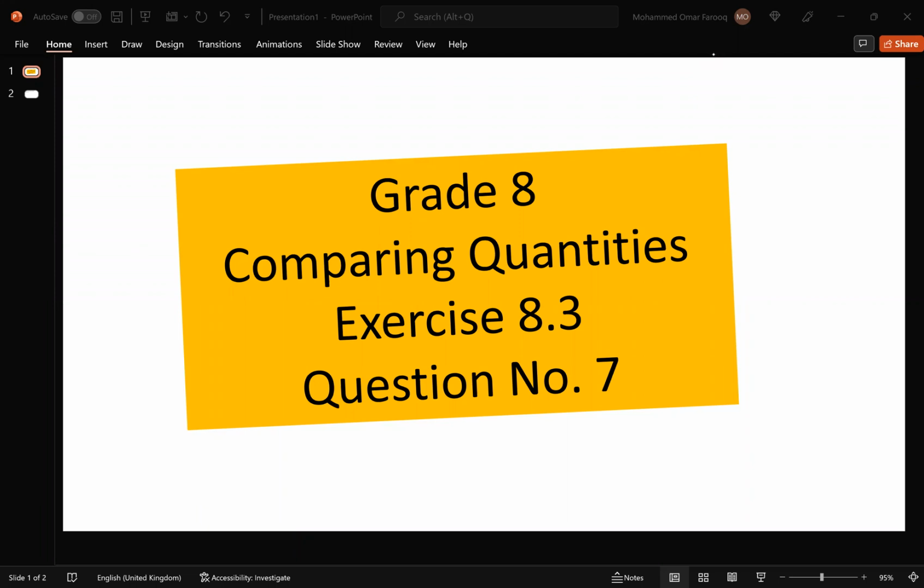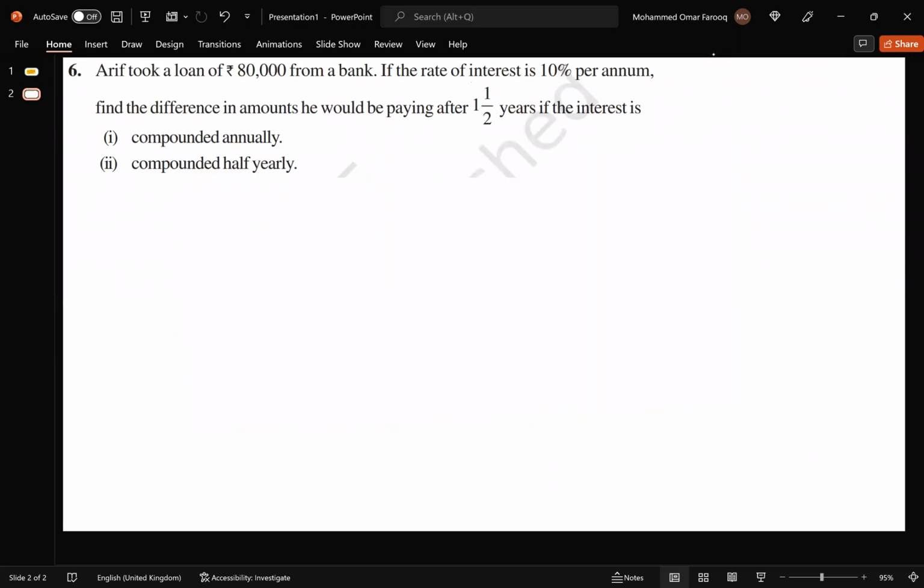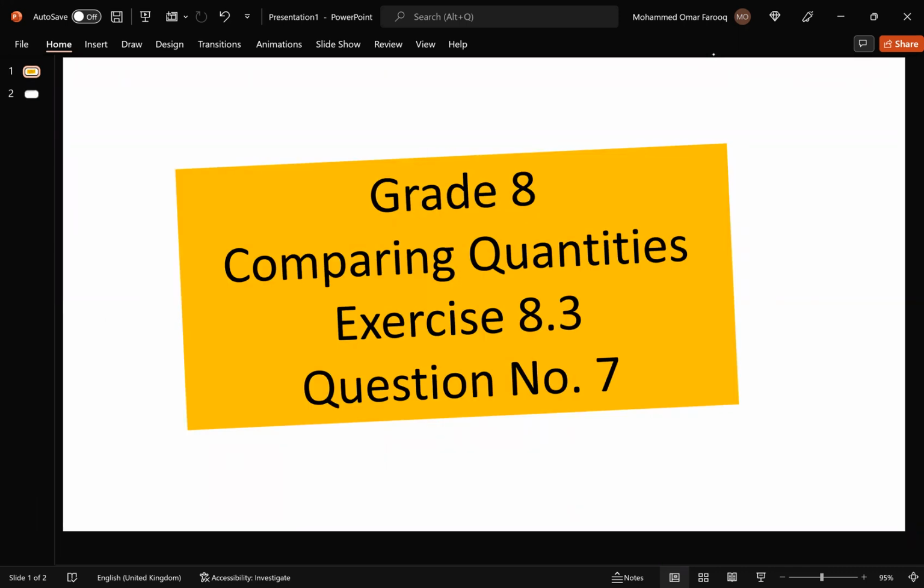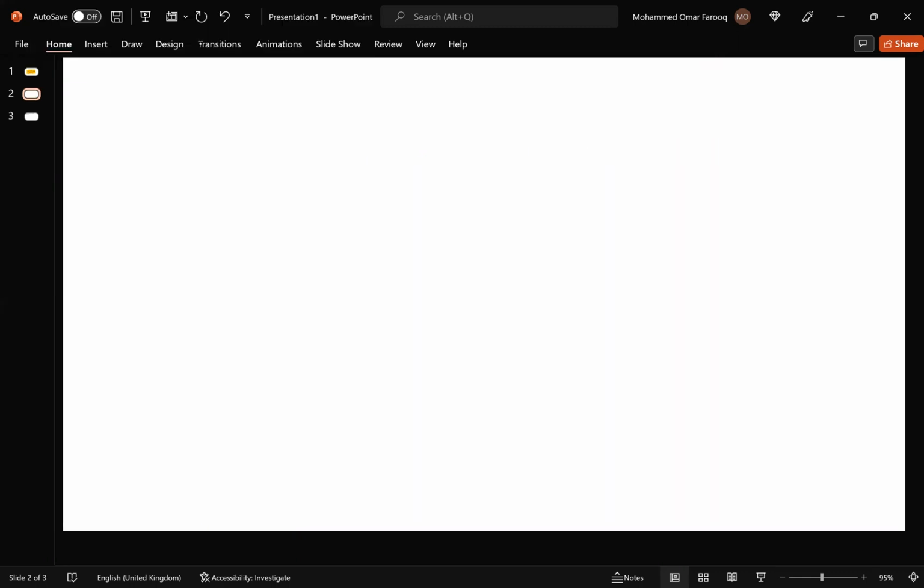Good afternoon, students. So in this session, let us see question number 7 of exercise 8.3, comparing quantities of grade 8. In this question, we are going to deal with compound interest and simple interest. So what is compound interest? Let us see.